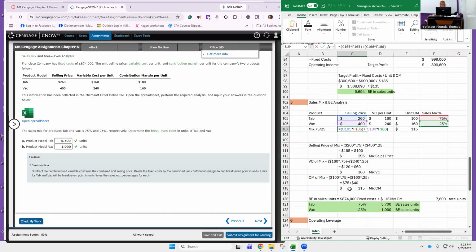Okay, so when you know what your mixed contribution margin is, which I've got 115 here, then it tells us the fixed costs. So break even in sales units: 874,000 fixed costs, going to divide that by 115. This is our break even total units. Okay, break even total units. And then tab gets 75% and that gets 25%.